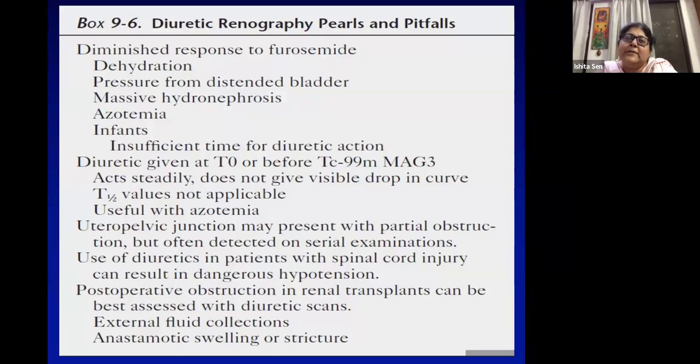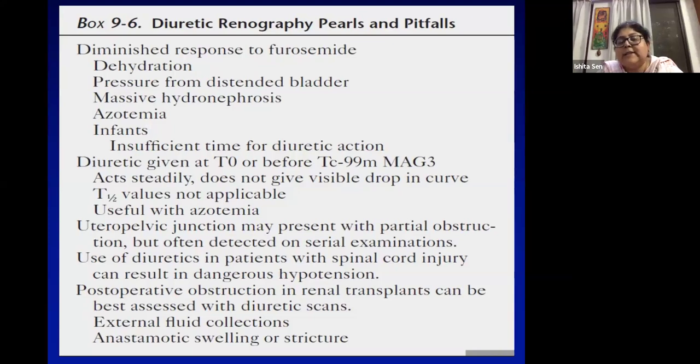So in patients who have a neurogenic bladder, or who have some bladder outlet obstruction, in those bladders which are already distended with urine, there may be what we call a reservoir effect. Because of that, there may be a false appearance of a PUJ obstruction. So in these situations, it's very important to decompress the bladder, either by using a catheter, or at least asking the patient to void as much as possible prior to the scan.